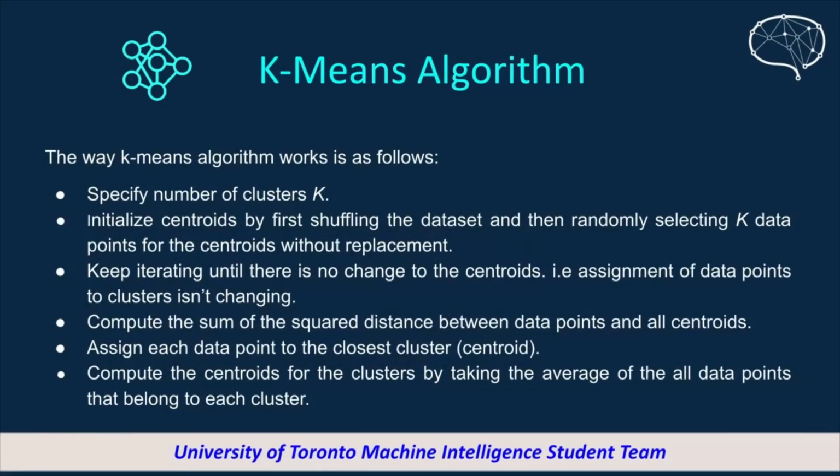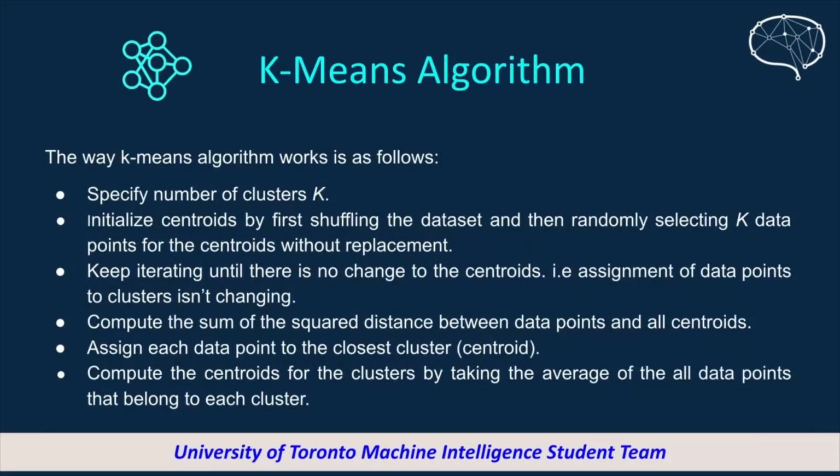Let's look at the k-means algorithm now. The way the k-means algorithm works is as follows. You specify the number of clusters k, and initialize the centroids by first shuffling the dataset and then randomly selecting k data points for the centroids without replacement.